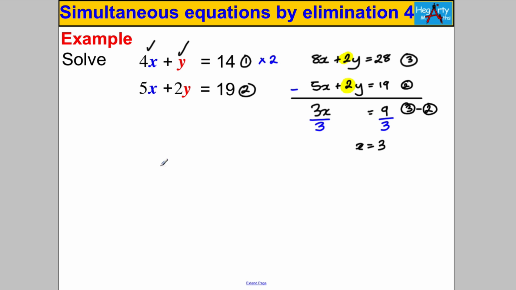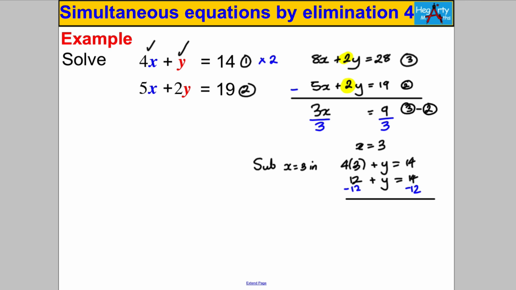I'm nearly done, but I need to find y, so I'm going to sub x equals 3 into equation 1, 2 or 3. I think the easiest one is equation 1 there. It's got the smallest coefficients. So I'm going to say 4 brackets 3, putting in 3 here, plus y is equal to 14. So therefore 12 add y is equal to 14. Taking away 12 off both sides, I can clearly see that y is therefore equal to 2.